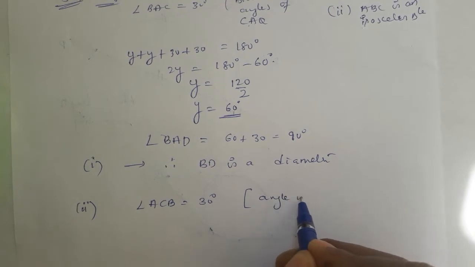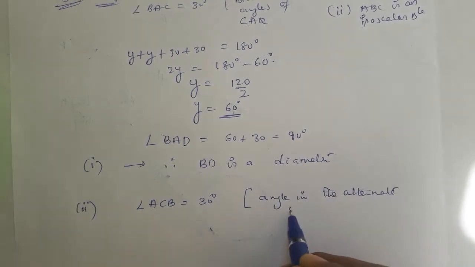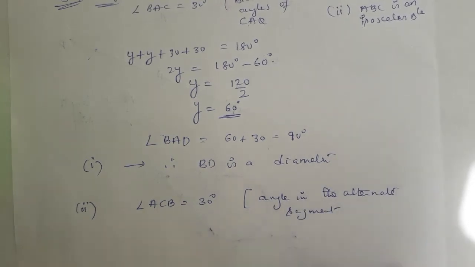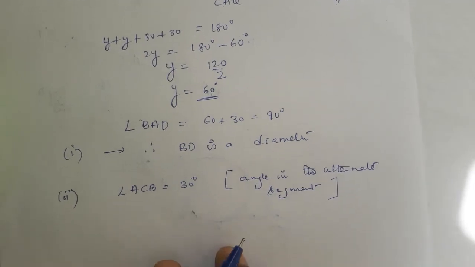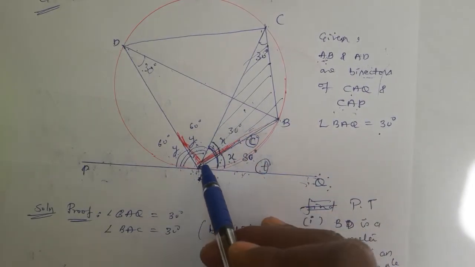Angle in the alternate segment, or angle between the chord and tangent equal to angle in the alternate segment, also you can write. So after marking here 30 degree, now we choose this triangle ABC.